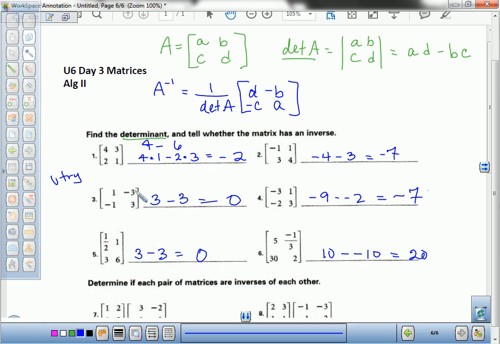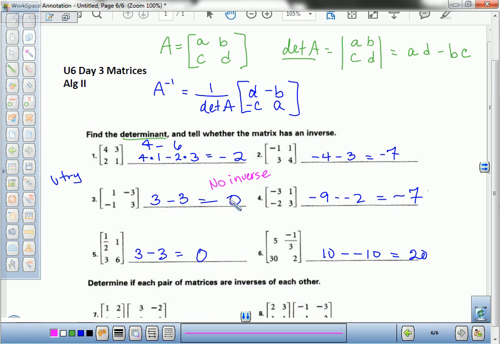All right, so an inverse is 1 over the determinant, switch the main diagonal, negate the other diagonal. All right, so when this says tell whether the matrix has an inverse, if the determinant is 0, what happens right here? What is 1 divided by 0? It's undefined. So whenever our determinant is 0, there is no inverse.